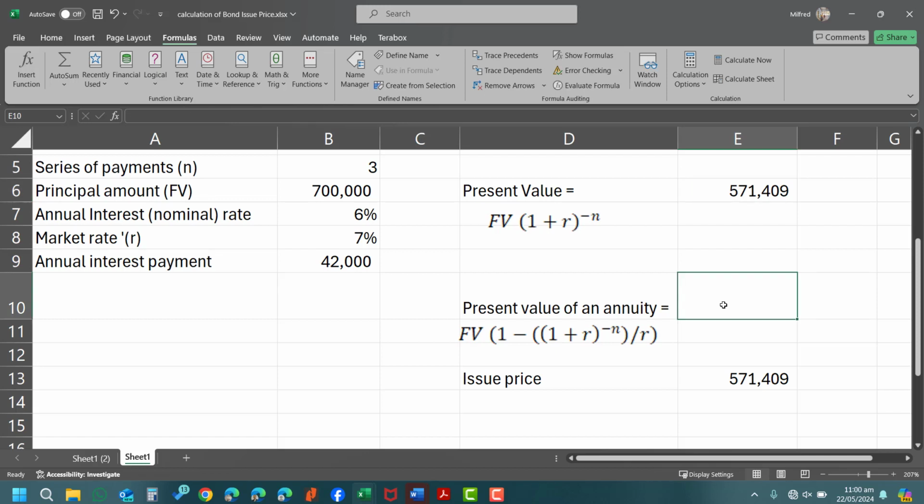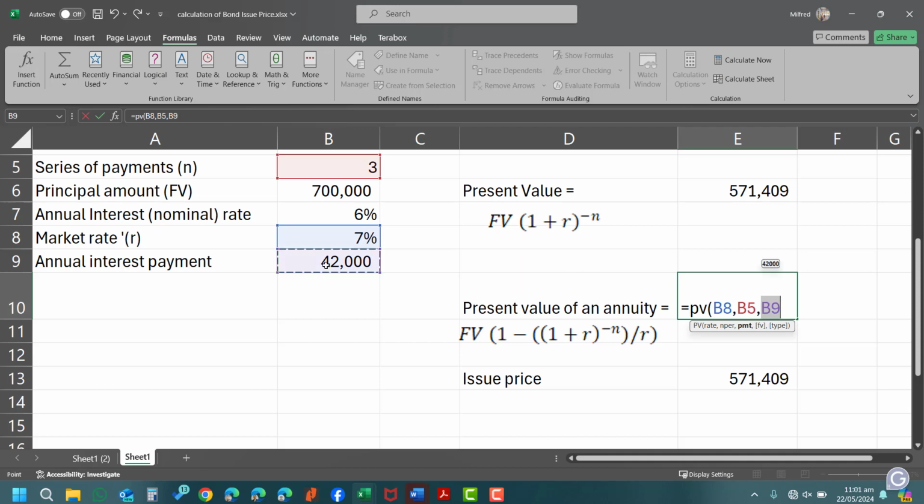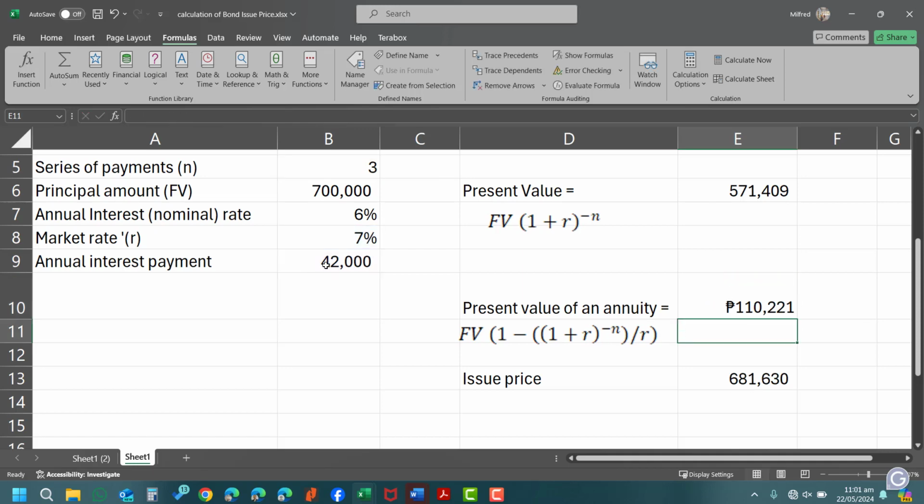For the present value of an annuity, same, you have equal sign, PV, parenthesis, the rate is 7%, then the number of periods, then PMT, the payment, is 42,000, and then 0 for future value. By the way, you make it negative here. So you get the sum, and you will have the issue price.